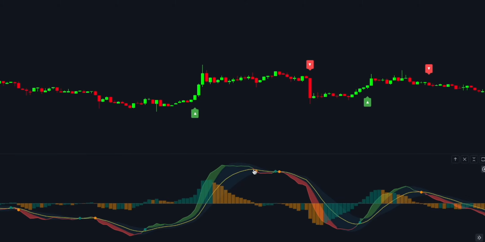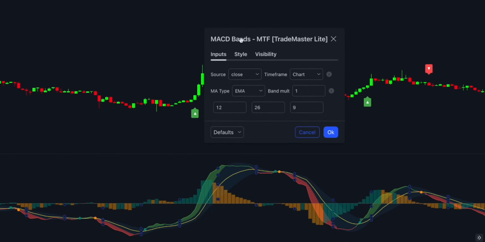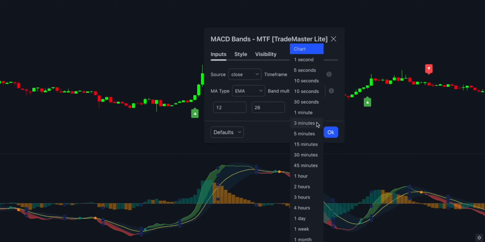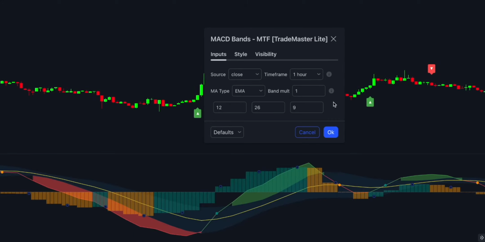Let me show you what the multi-time frame feature does. Let's open the indicator's inputs first. Here we're presented with different configuration options such as source, moving average type, band multiplier, and time frame. By default, a chart time frame is enabled, but we can change this option. Instead of a current time frame, we can select a 1-hour time frame. This change will smooth out the MACD. The indicator will become less responsive to sudden price movements.